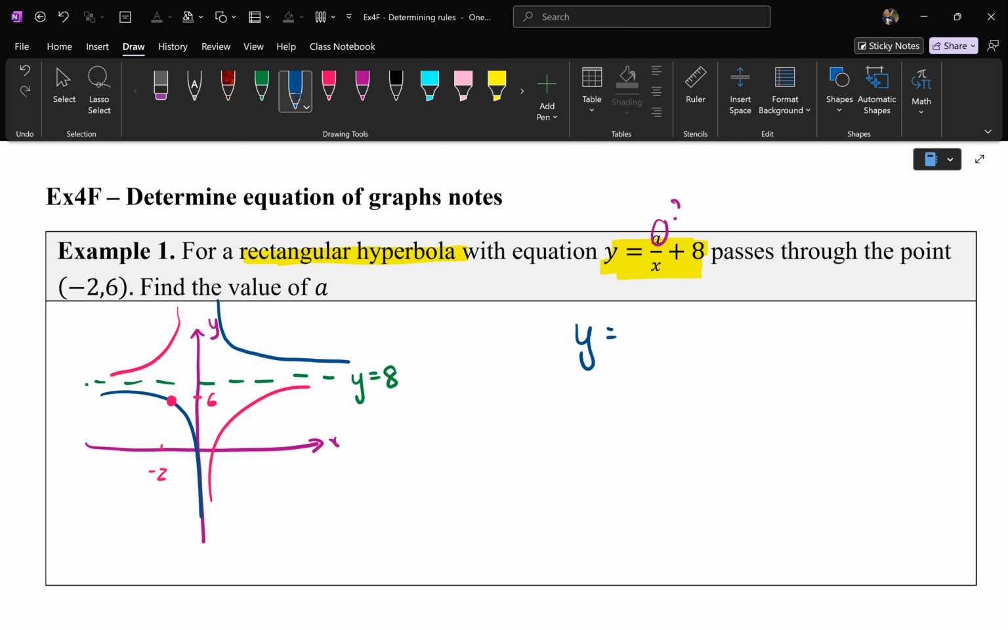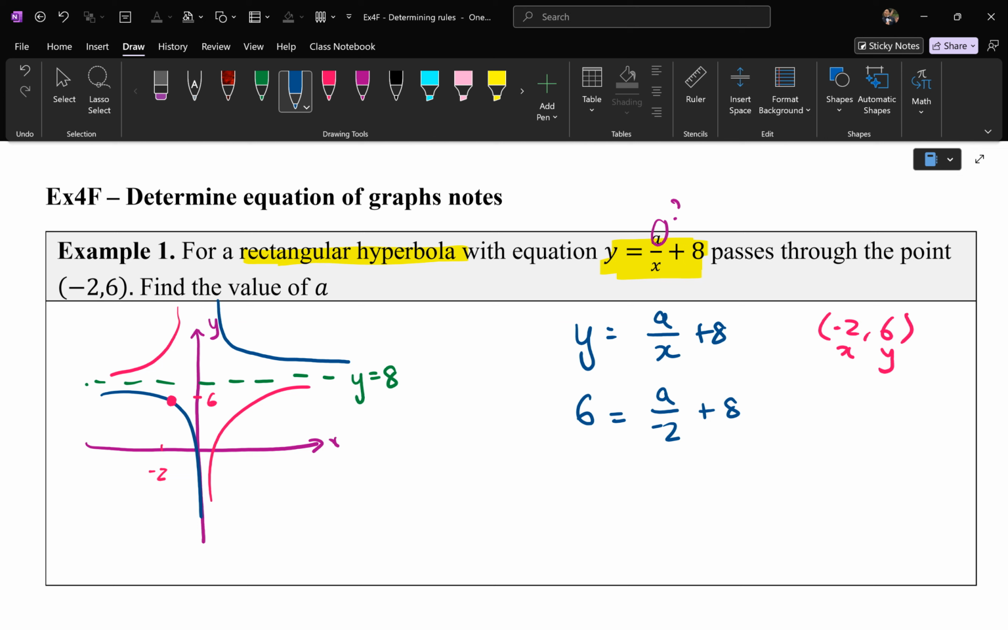So you've got y equals a on x plus 8. You know that it passes through the point (-2, 6). What that implies is that when x is -2, y is 6. So we sub it in. We say, all right, well, this is now 6 equals a divided by -2, plus 8.